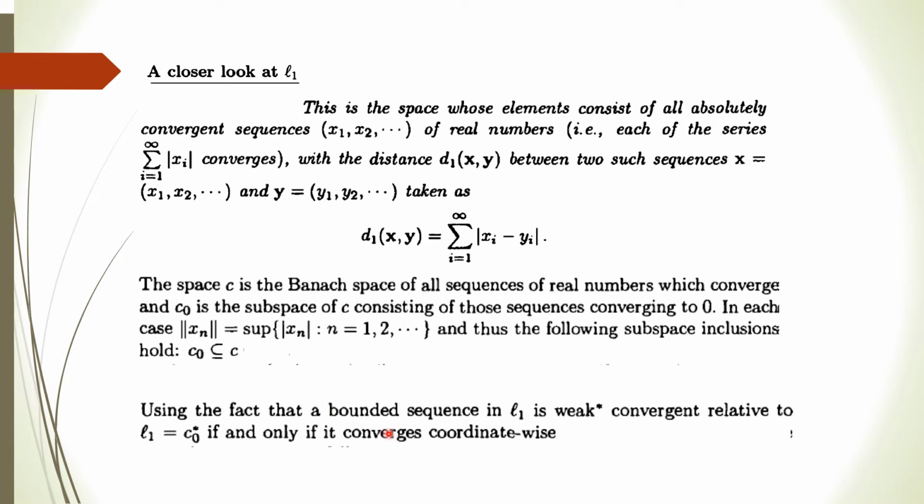Now if we have a bounded sequence in L1, then we can say that a bounded sequence in L1 is weak star convergent relative to the dual space of C naught, which is L1, if and only if it converges coordinate wise. Dual space means a space of continuous linear functionals, right? So the dual of C naught is L1 space.